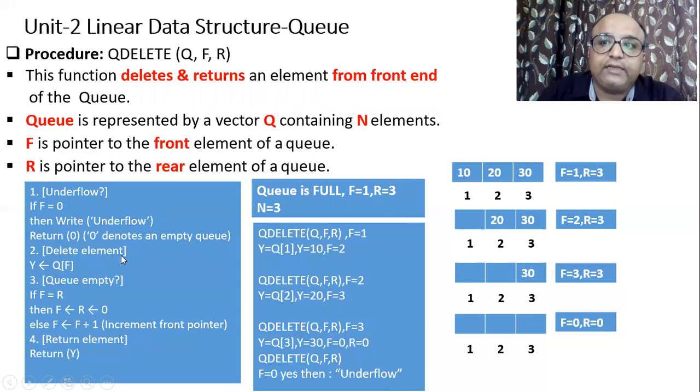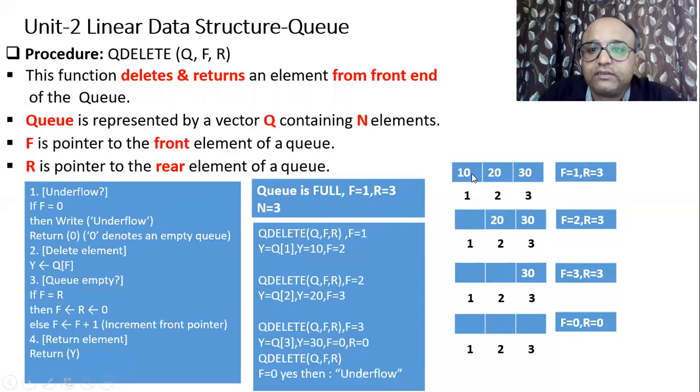But for that, the value of f should not be 0. Now, we'll understand these steps with one example. Suppose initially we assume your queue is full, having a capacity of 3 elements. Now see carefully. The capacity of your queue is N equal to 3. It means a maximum of 3 elements it can accommodate.